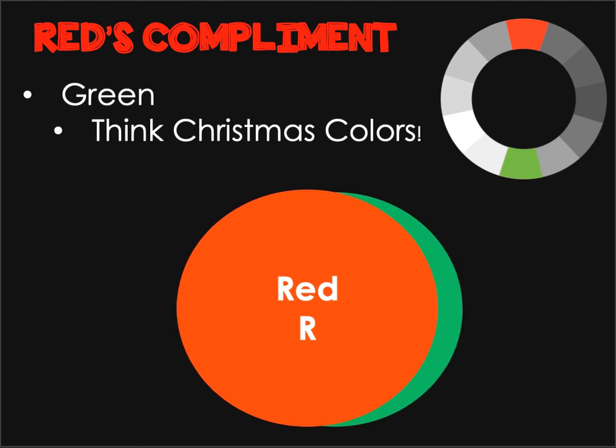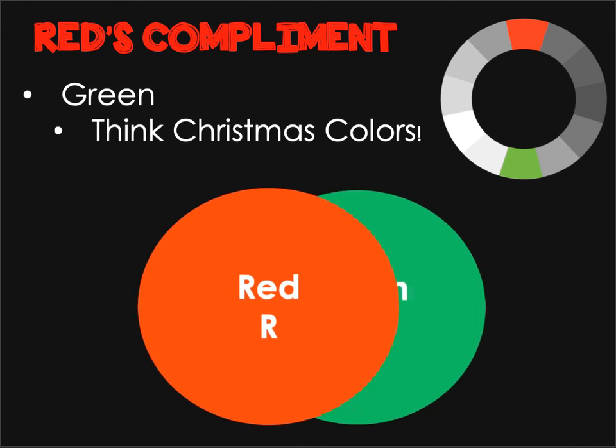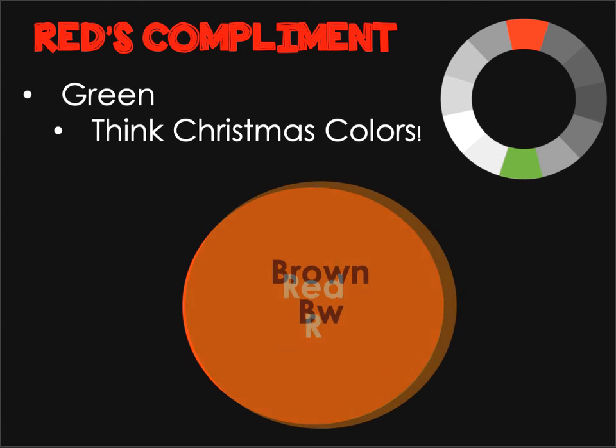The way I remember this is I think about Christmas. Christmas colors are complementary, red and green. When they are combined, theoretically, they will create brown. They neutralize, they cancel each other out. When they meet in the middle, they cancel each other out and they make a neutral color, a brown.